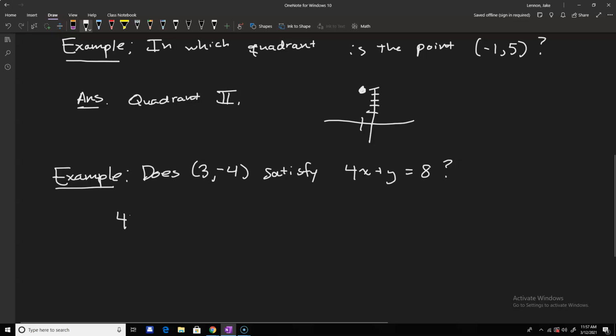So we get 4, plug in 3 for x, and then plug in minus 4 for y, and we're asking, does this equal 8? So if the left-hand side comes out to 8, we're all set. So does 12 minus 4 equal 8? It sure does. So the answer is yes, this is a solution to the linear equation. So yes, we would say 3, negative 4 is a solution.